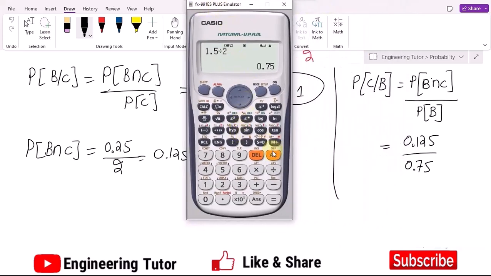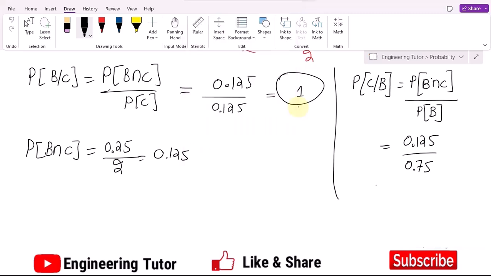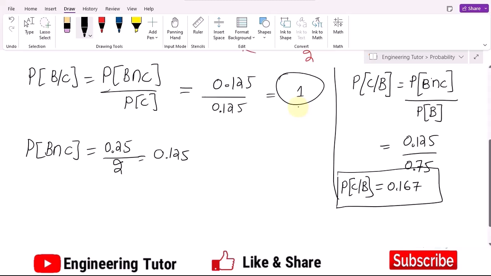So, calculating it, 0.125 divided by 0.75. Okay. So, that is 1 over 6, or 0.167. So, that is the probability of C given B. So, there is a 16% chance that if B has occurred, C will also occur. Okay. So, that is it for today.